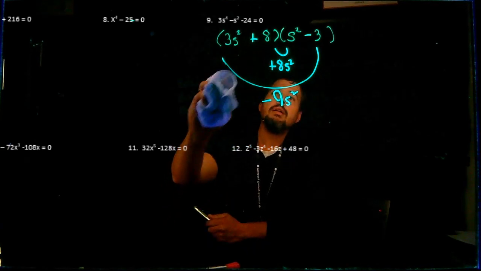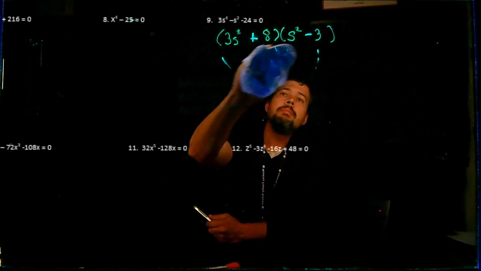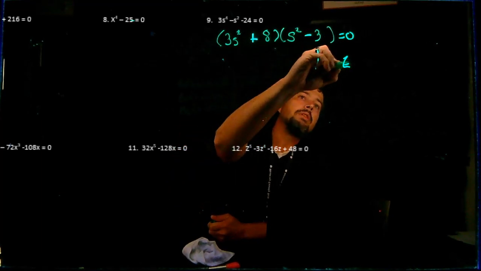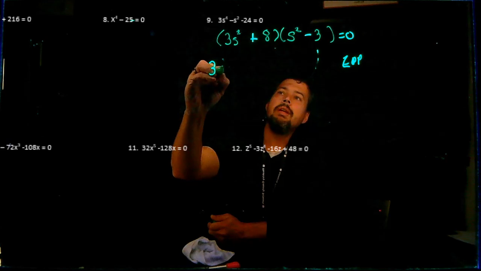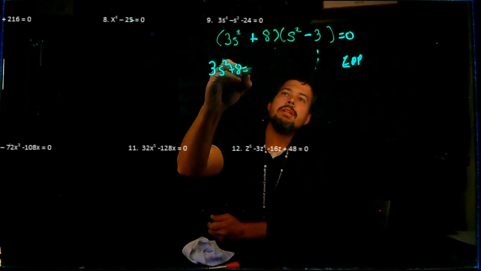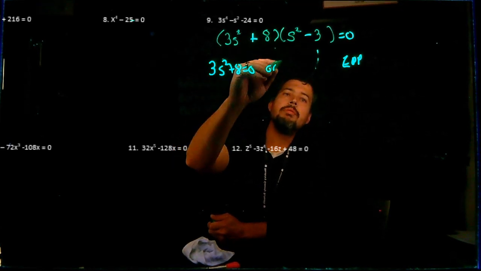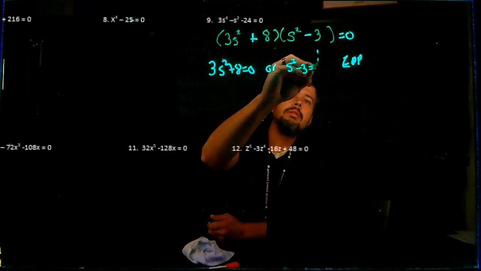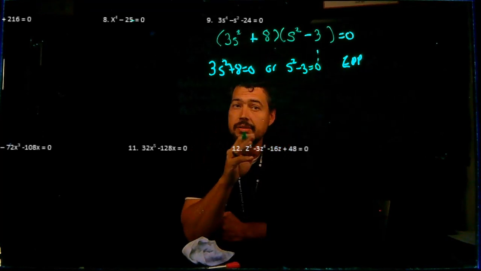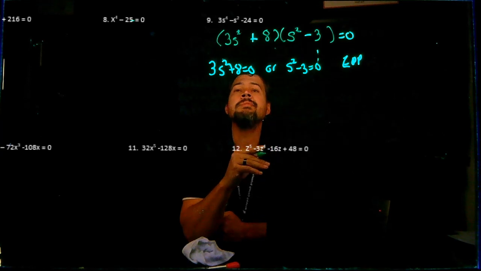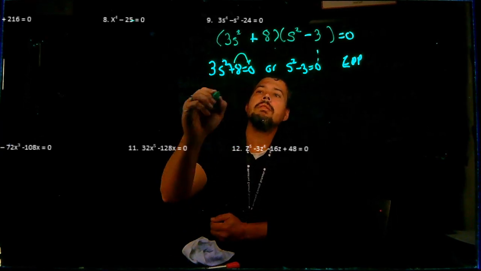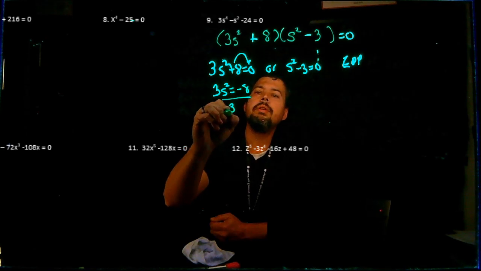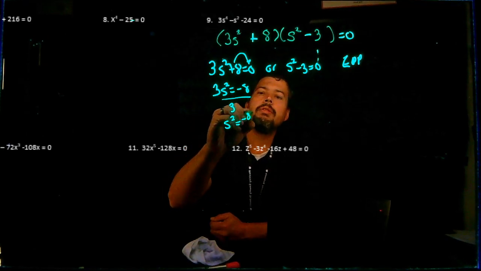Now, you get to use your zero product property, because remember this thing was equal to 0. So we're going to do the zero product property. 3s squared plus 8 is 0, or, this one actually could factor if you know how to factor, s squared minus 3 is 0. I promise you it does factor. It factors s plus root 3 and s minus root 3. Well, let's look at this one here. We're going to have 3s squared equals negative 8. We're going to divide out the 3. We're going to have s squared equals negative 8 over 3.